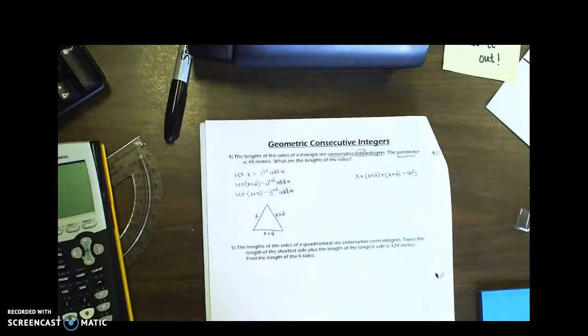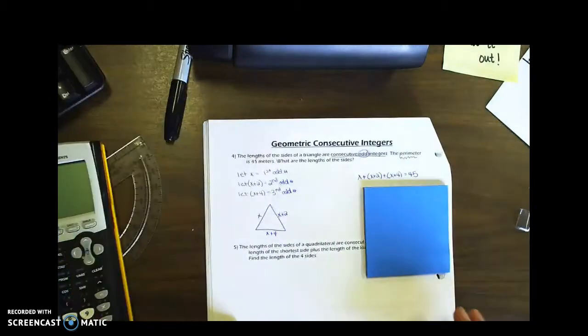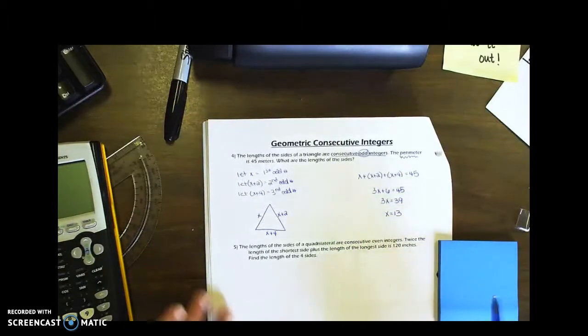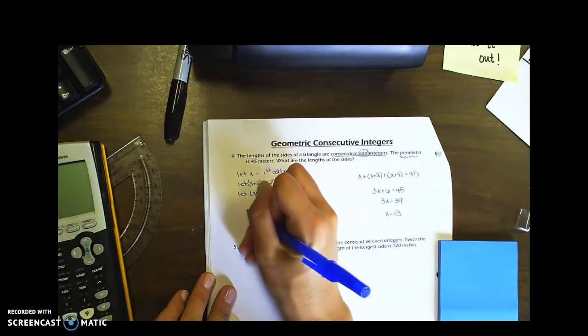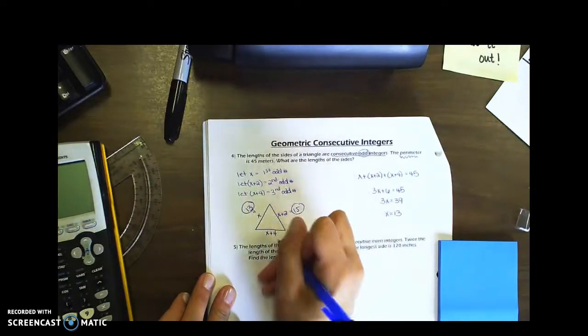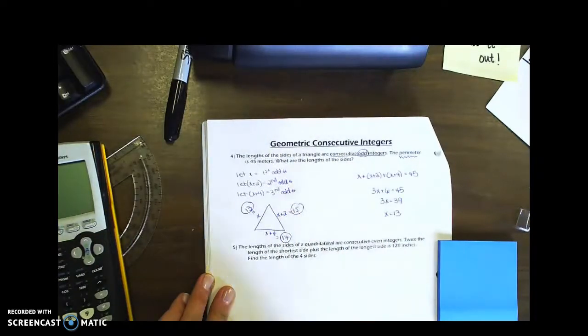So go ahead now, I'm going to have you pause the video and find your 3 sides. All right, let's double check. Were you able to get x equals 13? So that means one side of our triangle is 13, the other side would be 15, and the last side would be 17, and they're all odd integers.